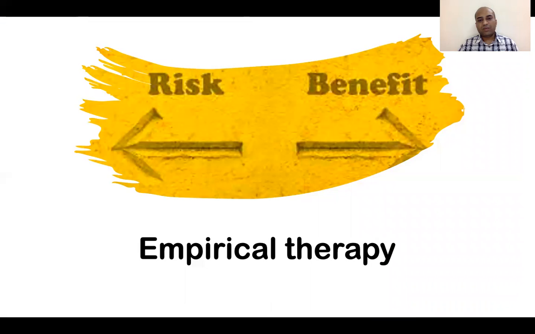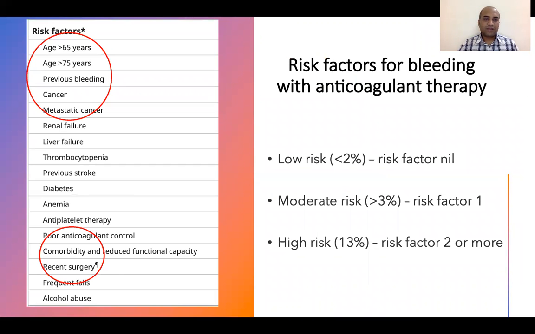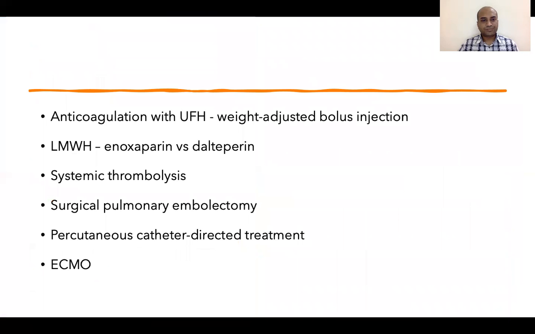So whenever we are giving empirical therapy, we need to be reminded about the risk and benefit. The risk of bleeding we have to consider, and there are some risk factors which make a patient more prone to bleed. Probably our patients, along with the high risk of thrombus, will also have a high risk of bleeding, because of age, previous underlying malignancy, metastatic cancer, comorbidity, recent surgery; all are very high risk factors.